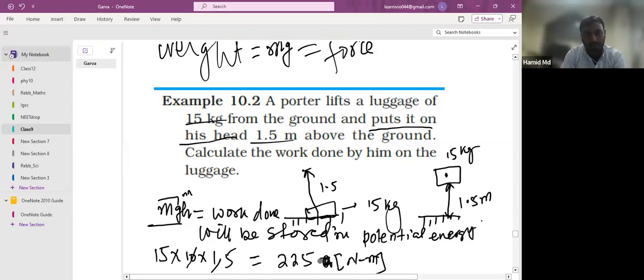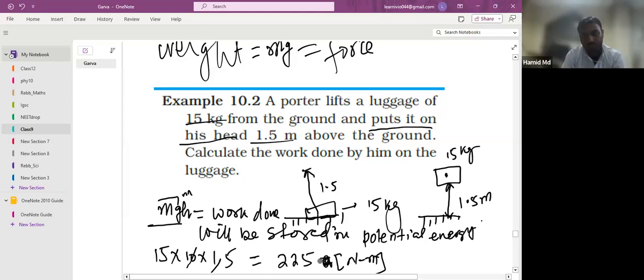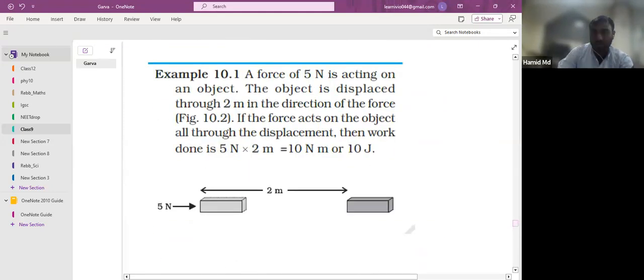Riyaz, did you get it? Yes, sir. Okay. So it was the simplest question. If you understood this question, then why not this one? Try this question.